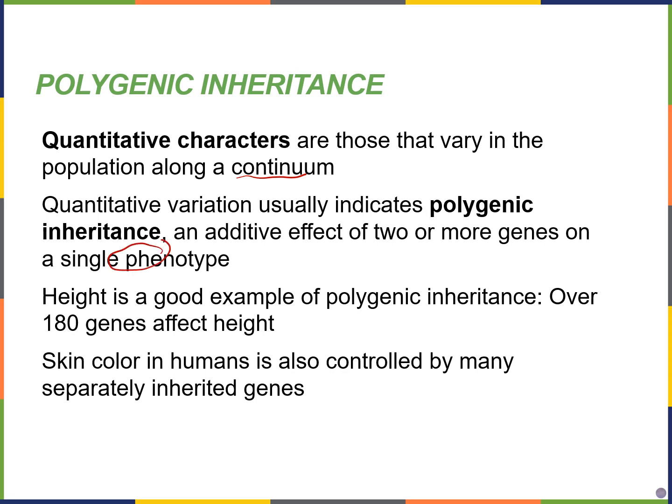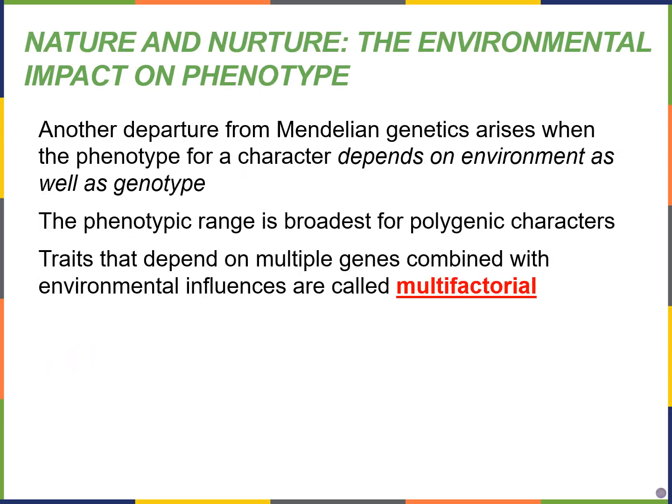And one example is what I mentioned, the height. There are over 180 genes in humans that affect the height of a human. And another good example is skin color. This is controlled by many different types of genes as well. And this can be further complicated by the fact that some traits are not only genetic, but also depend on the environment. And when this is the case, we call these multifactorial outcomes. So this is true when we have traits that depend on multiple genes, but there are also environmental influences on the phenotype that you see.